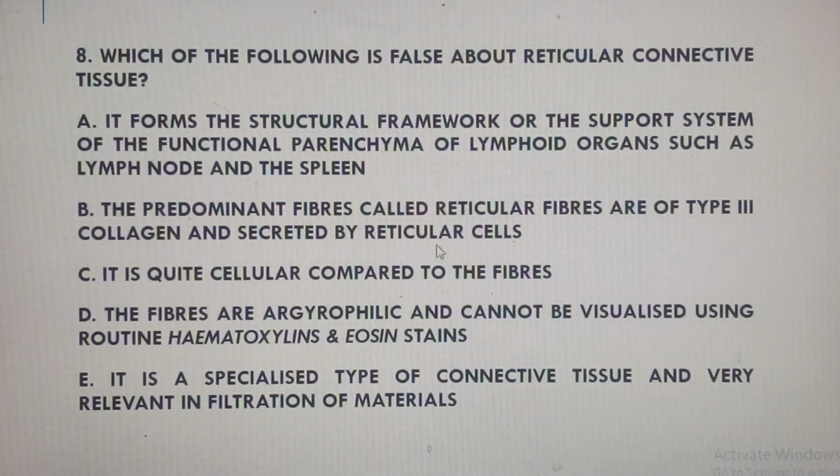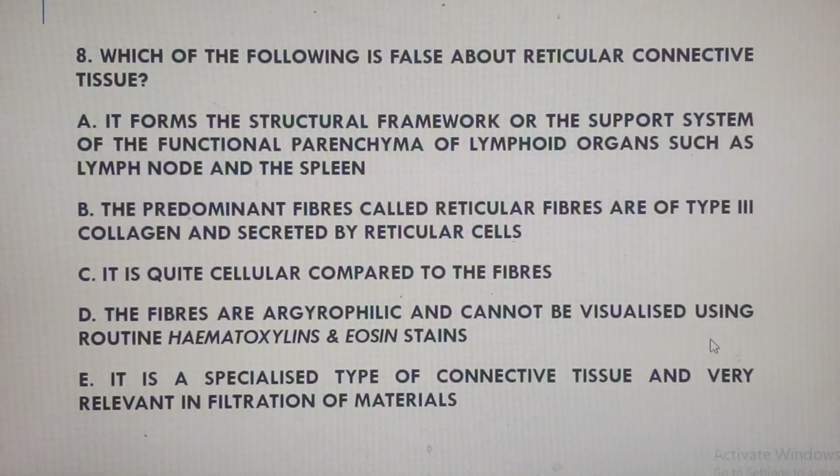Reticular cells are a special type of fibroblast, relevant in producing the type 3 collagen fibers, and that type 3 collagen is what we call reticular fibers. It forms a meshwork, which forms the framework for filtration, with branching fibers. Now, option C says it is quite cellular compared to fibers. This is a very true statement, because reticular connective tissue is a type of loose connective tissue. If it's a type of loose connective tissue, then it will have more cells than fibers.